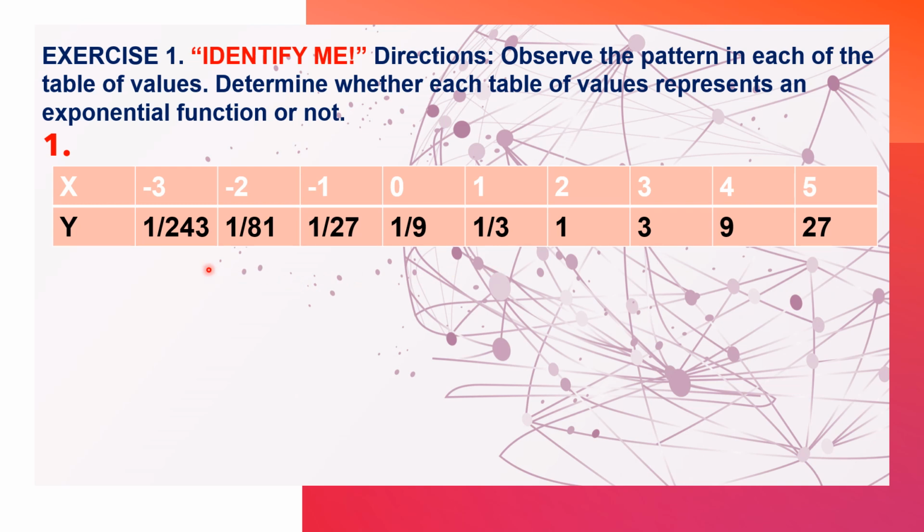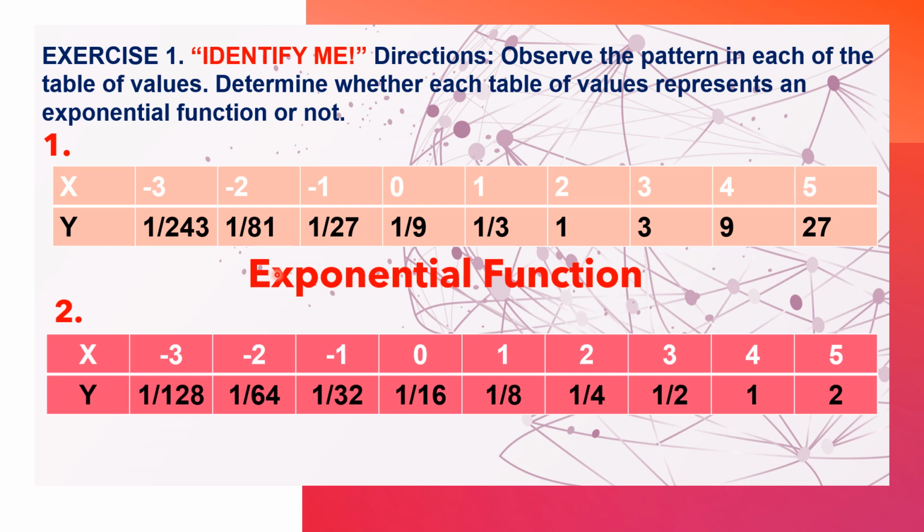Since it satisfies our two conditions, that there should be a common factor and a common interval, this table is an exponential function. Next table, we have our x values the same as the x values of table 1. So, it has a common interval of 1. Let's check whether the y values have a common factor by dividing.